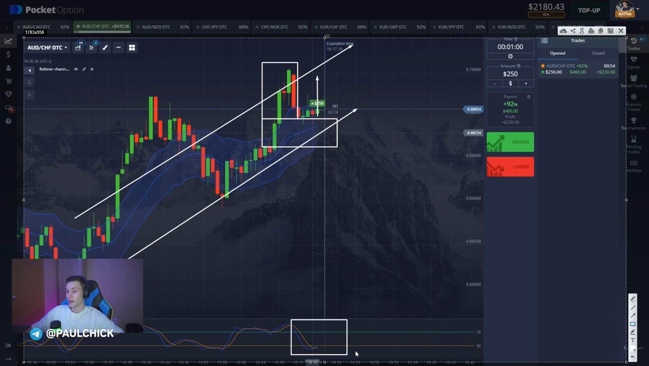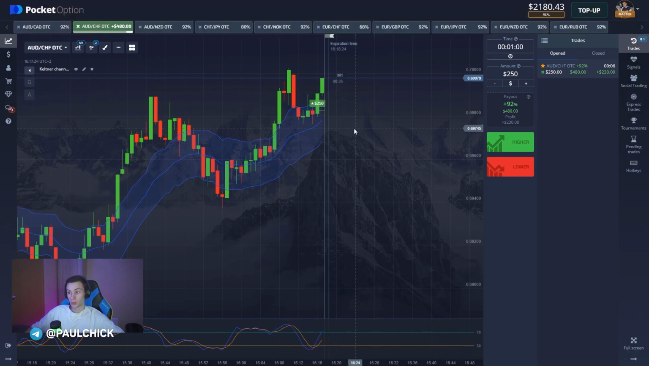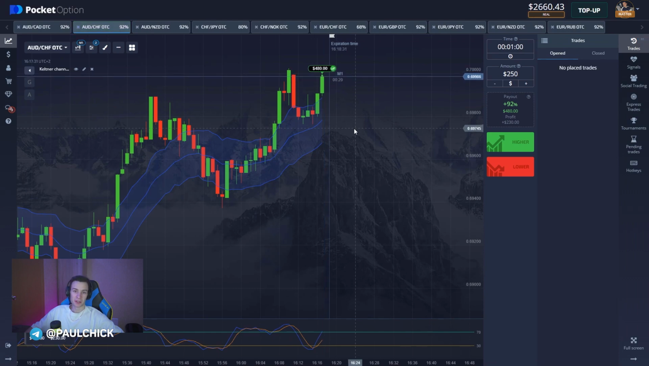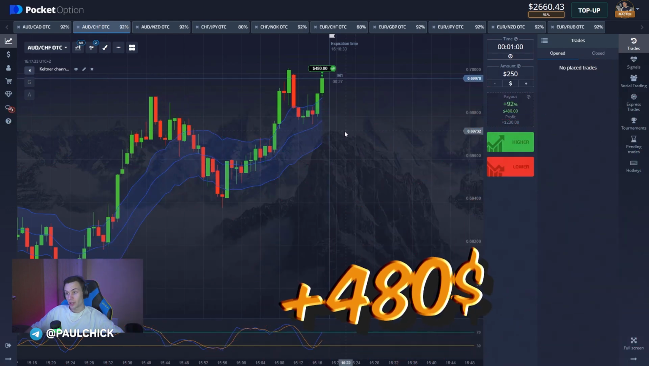Next we see the stochastic is going to cross the level 30. Actually, it already touches it, and we see the breakout. There are 0 seconds left before the closing, and this one is also in profits, guys. Good job, guys, good job.